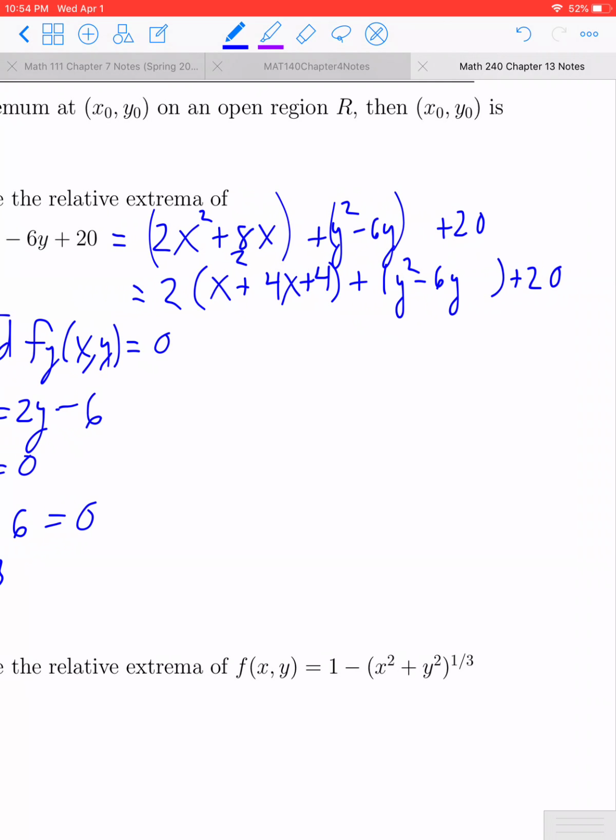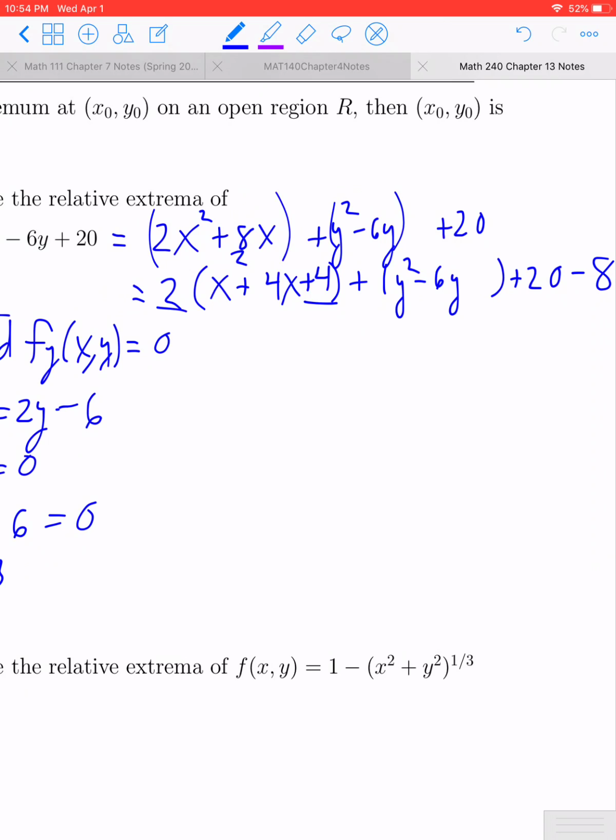And in truth, we actually added more than 4. What we actually added was that 4 times the 2 that's out in front. So we actually added 8 to this function. I have to compensate for that by also subtracting 8 somewhere else. And I will do that with the constant term.